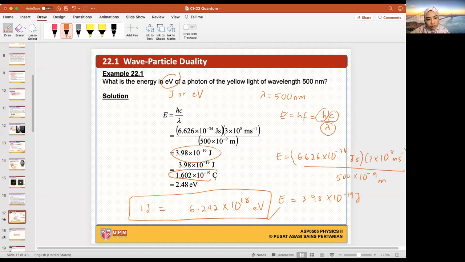But dalam solution dalam kelas dapat macam ni. Kenapa dia sama? Because 1 over this will give you 1.602 times 10 to the minus 19. So let's try to do it ourselves and see if we get the same answer.